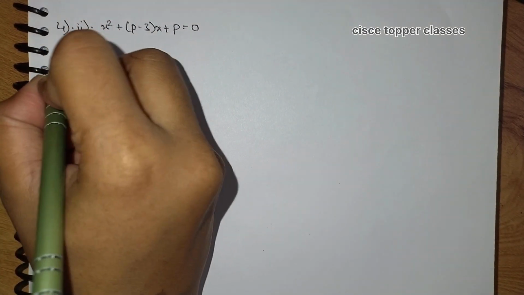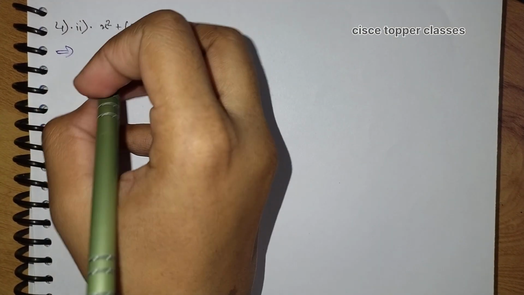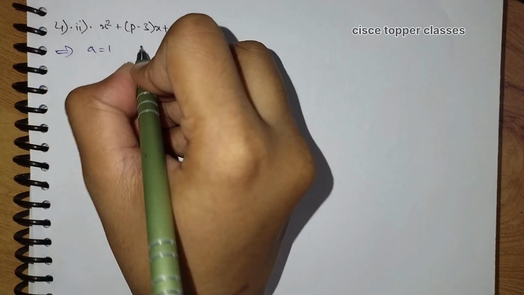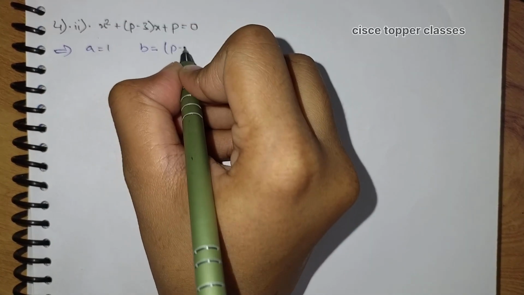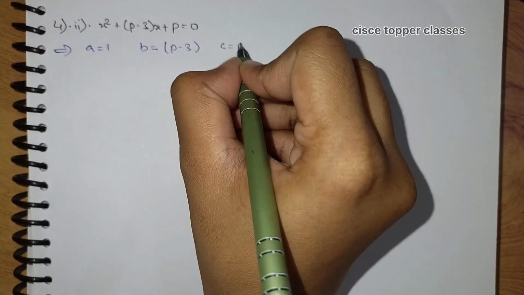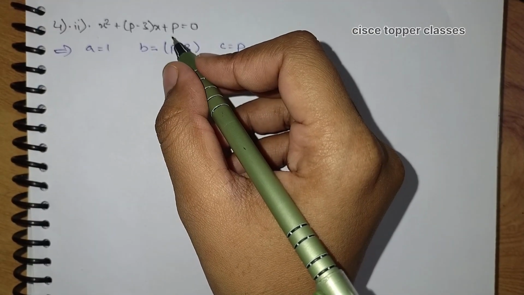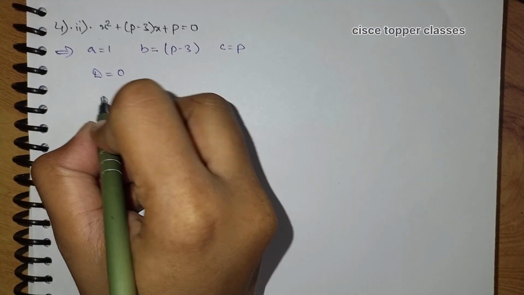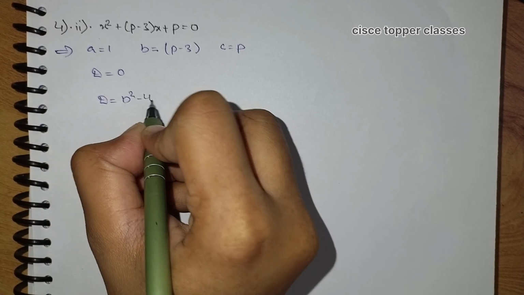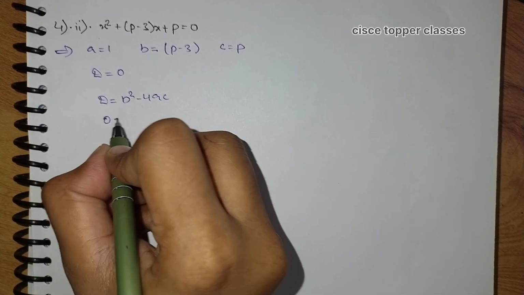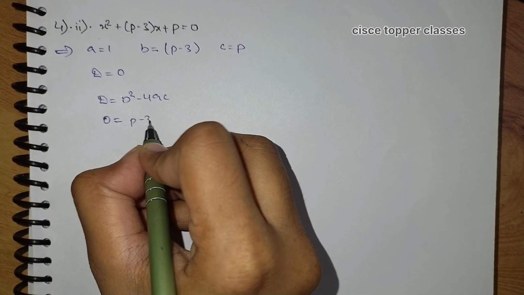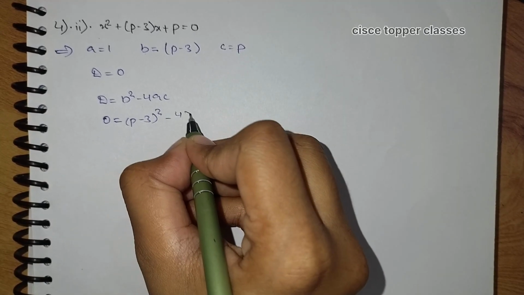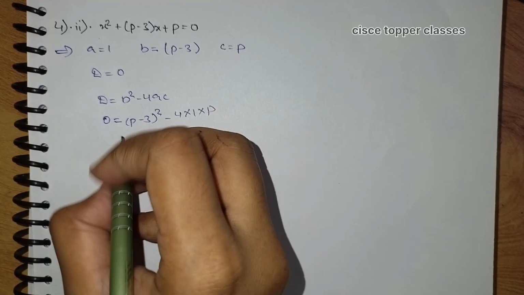Now let us solve question number 4 second part. Here it is given A is 1, B is p minus 3 and C is p. And here also we are getting equal and real roots, so D is equal to 0. If we find the value of D, that is b square minus 4ac, we put the value of D as 0. B square will be (p minus 3) whole square minus 4 into 1 into p.